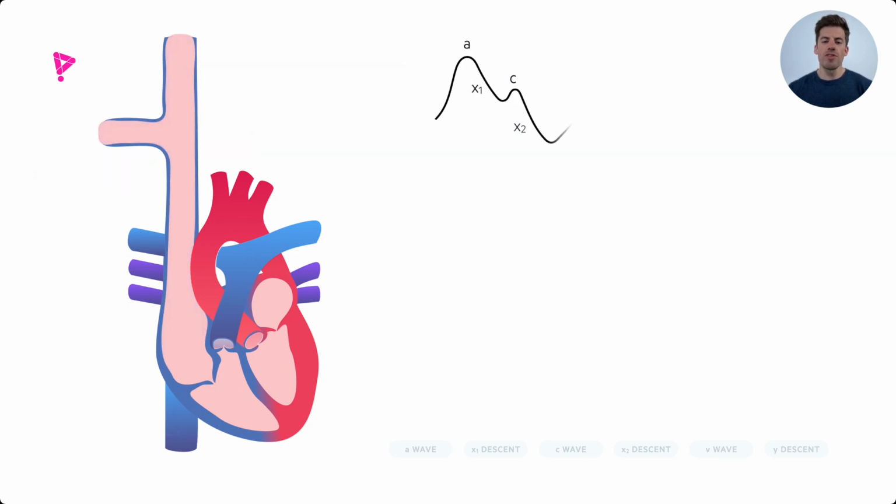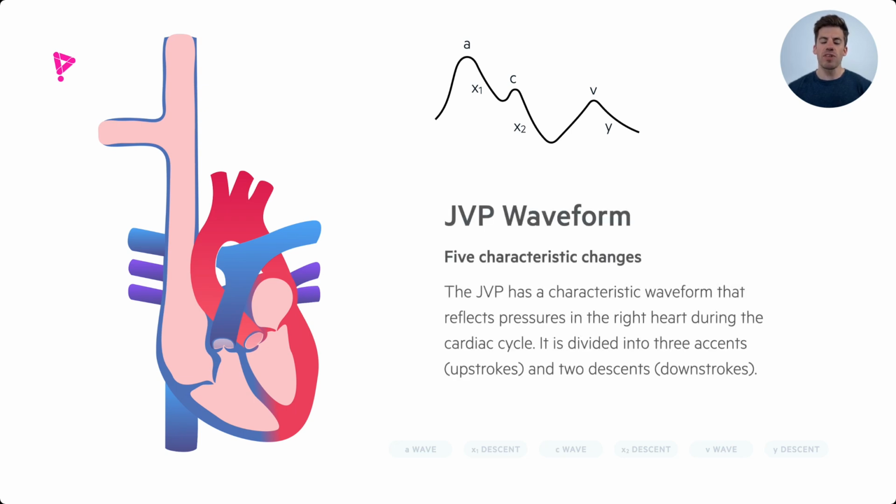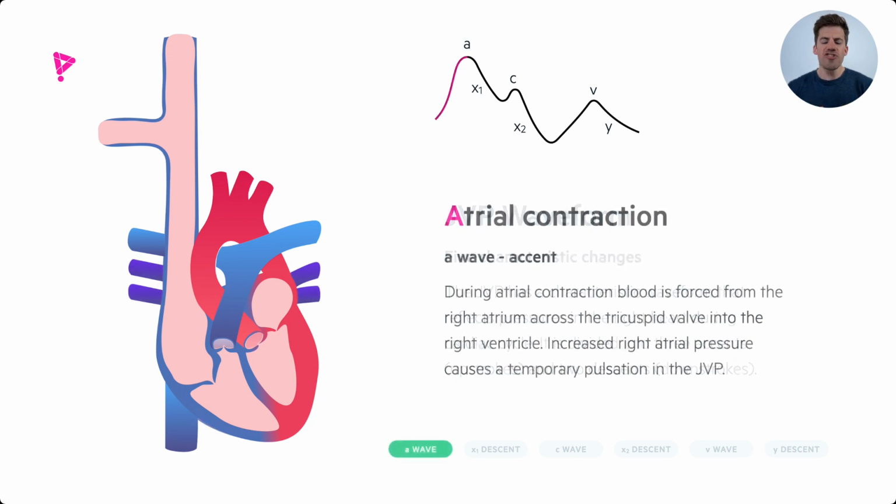So we start off with our nice JVP waveform, our 3 ascents and our 2 descents. As we said, the JVP waveform has 5 characteristic changes, and these reflect pressure changes in the right side of the heart during the cardiac cycle. Initially we have atrial contraction, and that forms the A wave, the first ascent. During atrial contraction, blood is forced from the right atrium across the tricuspid valve into the right ventricle. Increases in the right atrial pressure cause a temporary pulsation in the JVP, which is seen as the A wave.